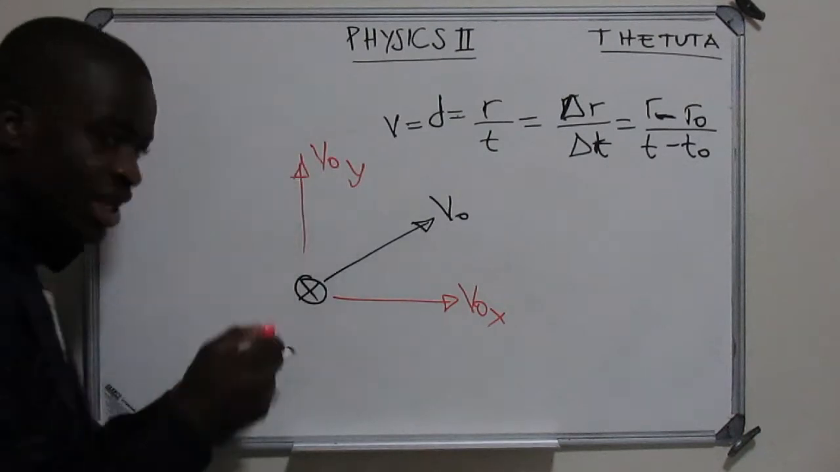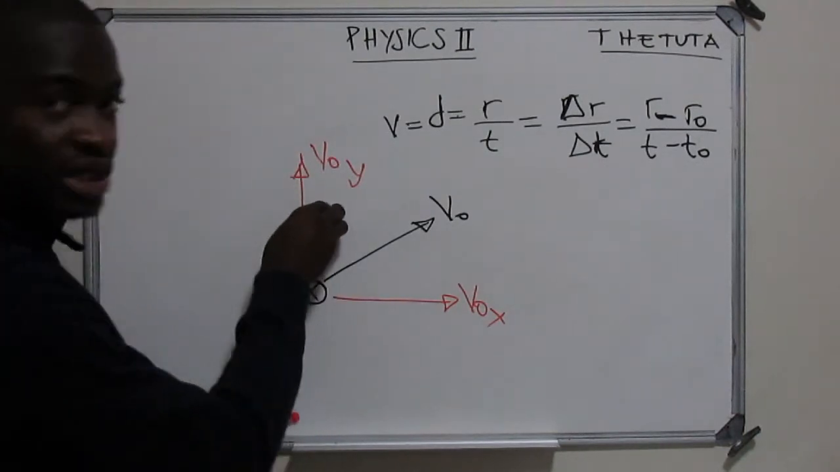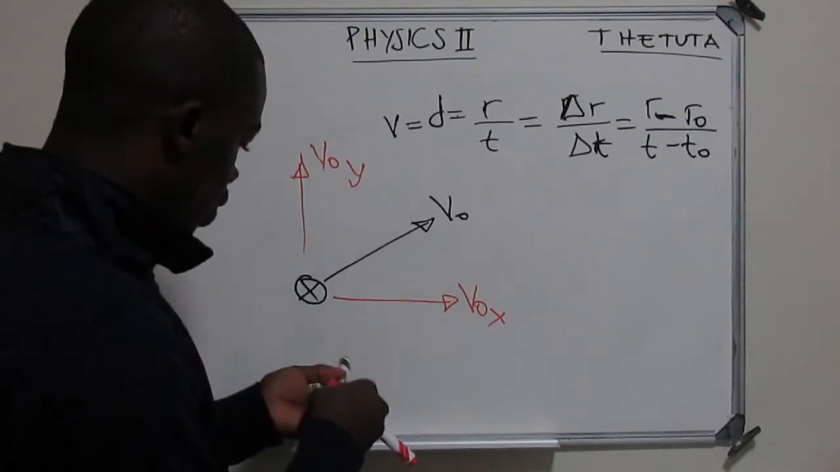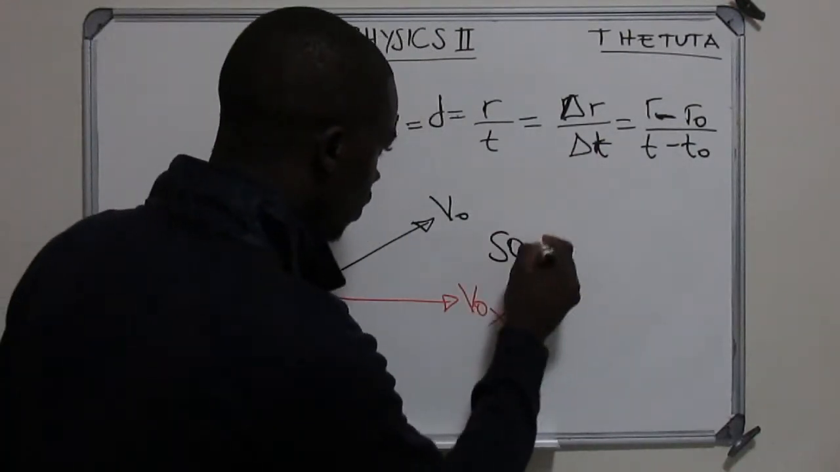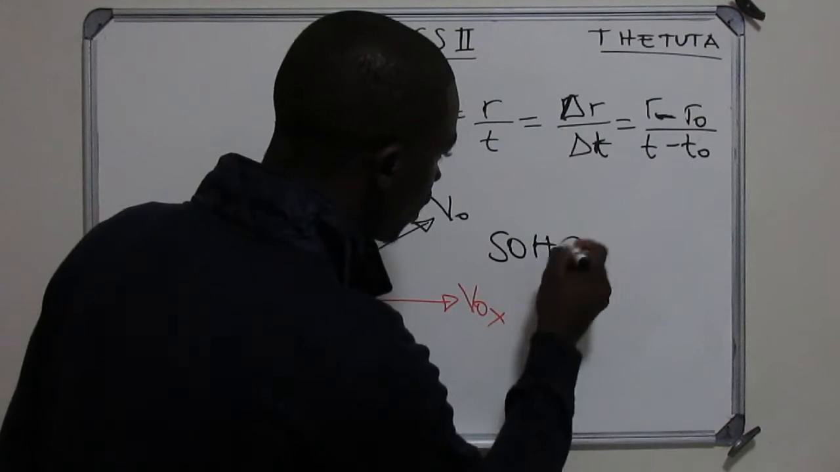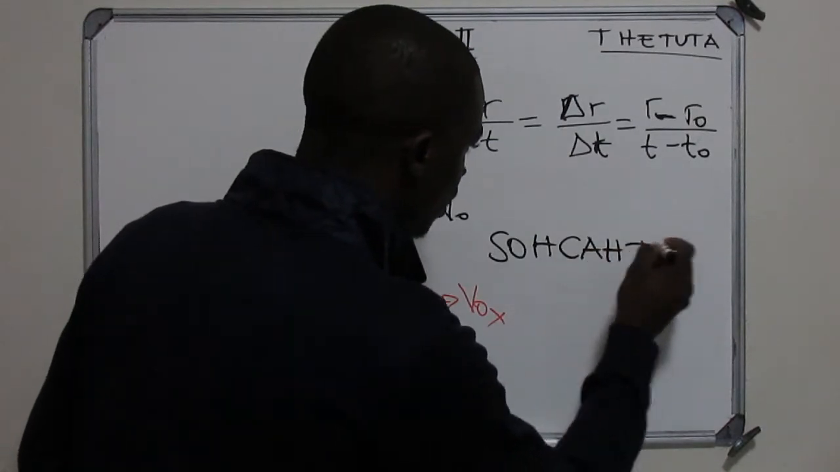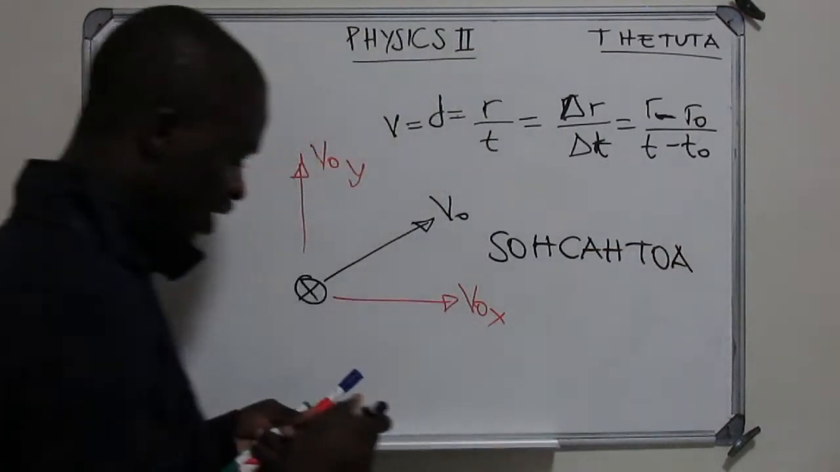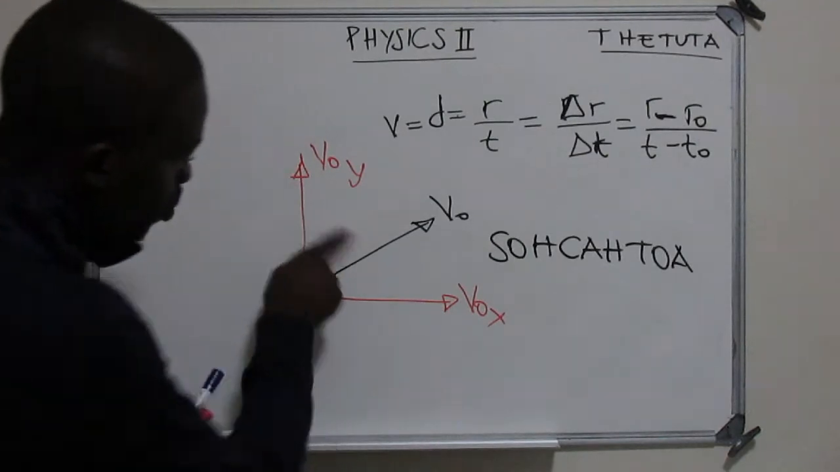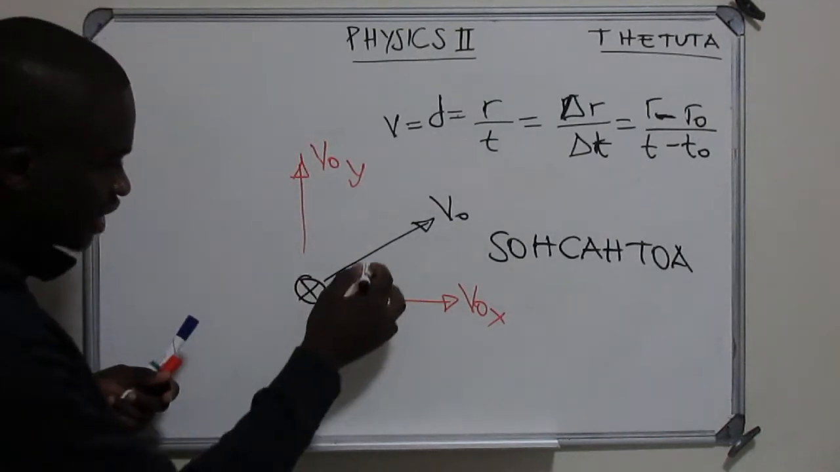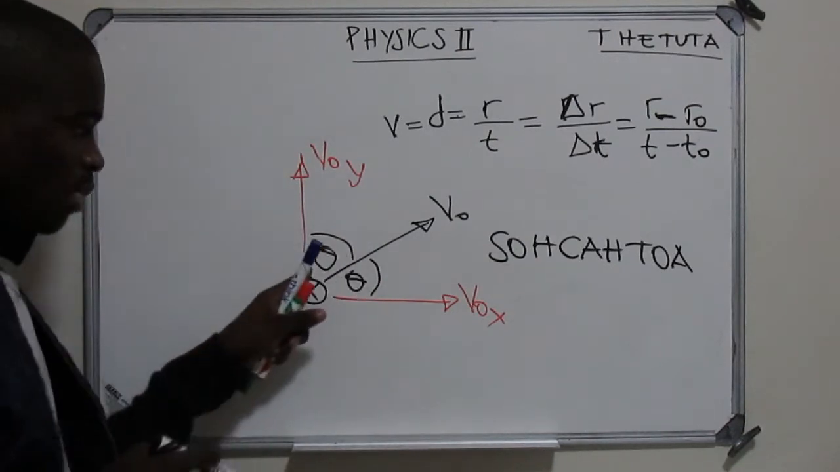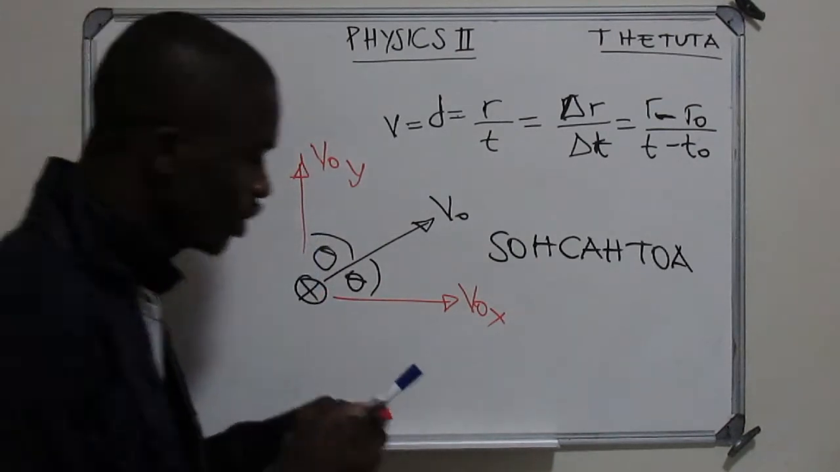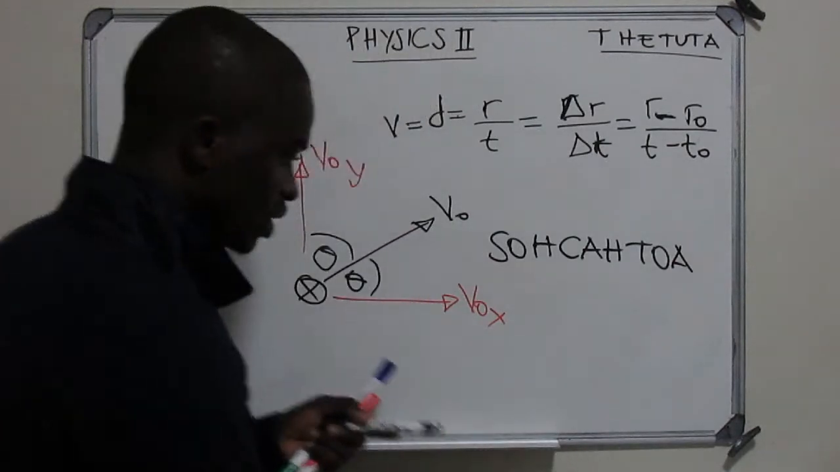So what is the important formula that we can apply here? Remember your SOHCAHTOA. What is it about? This is the most important formula that you need to keep in mind when you are solving this kind of problem, because this angle can be here or this angle can be given up of that vector. So what is our SOHCAHTOA about?